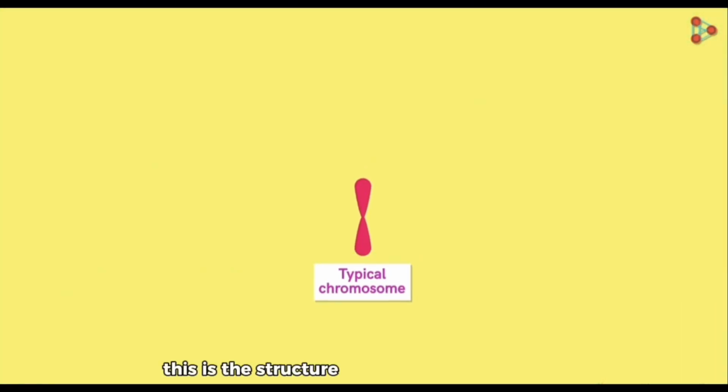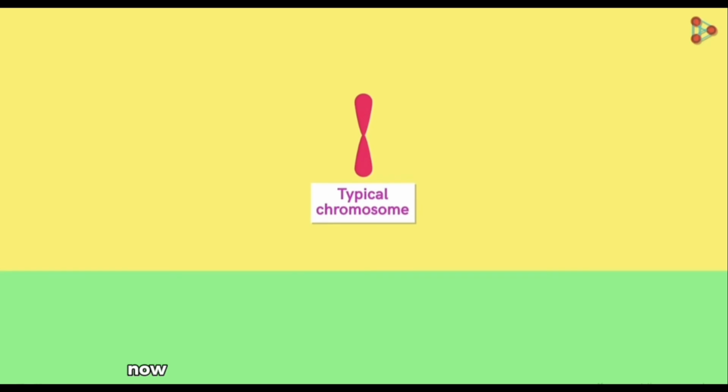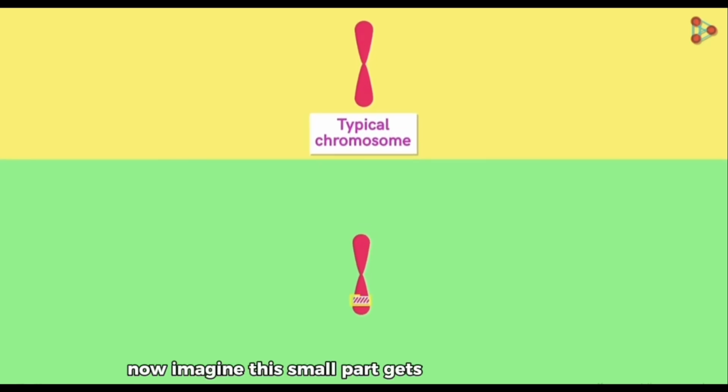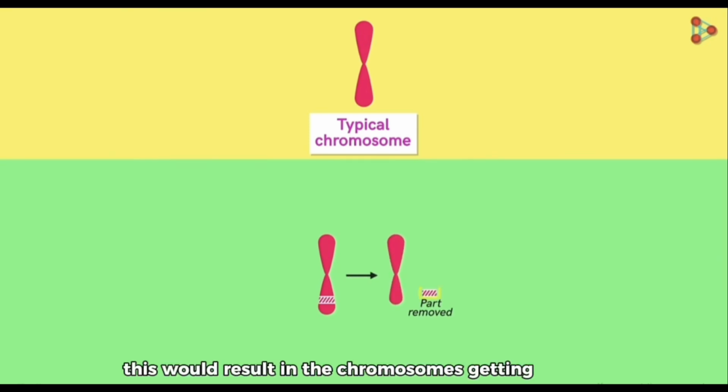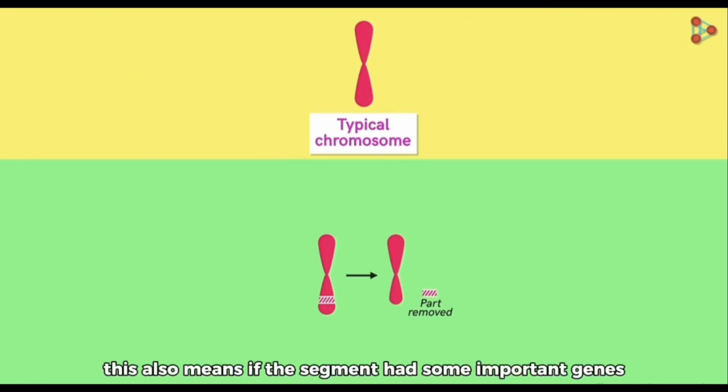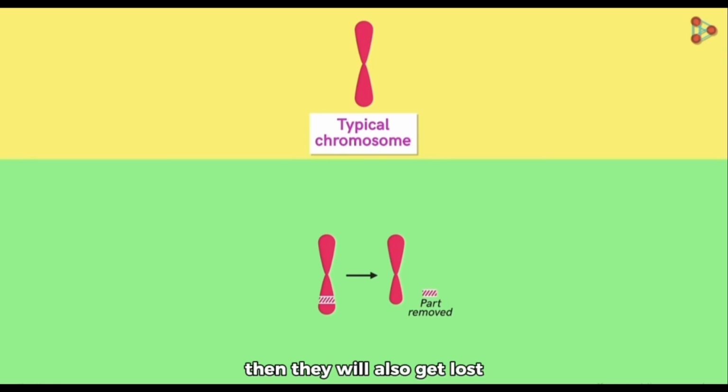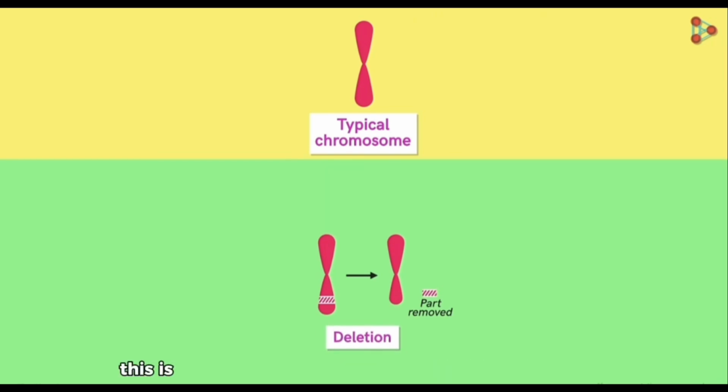This is the structure of a typical chromosome. Now imagine this small part gets physically removed. This will result in the chromosome getting smaller as its segment is lost. This also means if the segment had some important genes, then they will also get lost, which can result in severe abnormalities. Such a type of mutation is called deletion. This is where the part of the chromosome gets deleted.